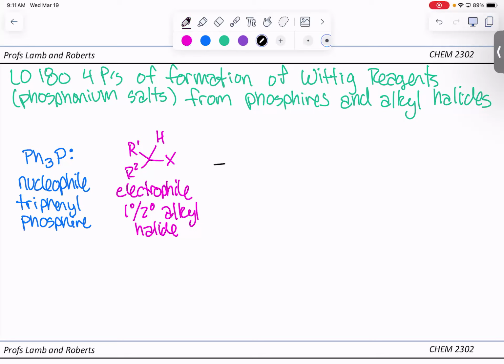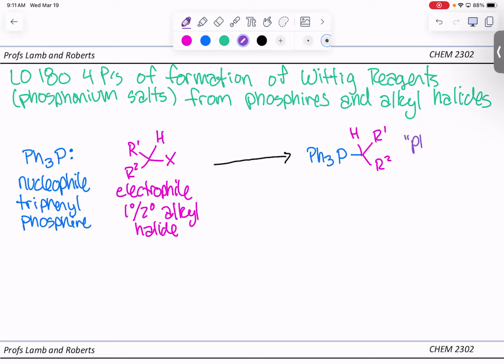I'll show you the mechanism, but this is just an SN2 mechanism. We have an alkyl halide. That's another reason why it needs to be a primary or secondary, because we need to do the SN2 reaction. What we end up with at the end of the day is triphenylphosphine that is now bound to our carbon with R1 and R2, and we'll just draw in our hydrogen there.